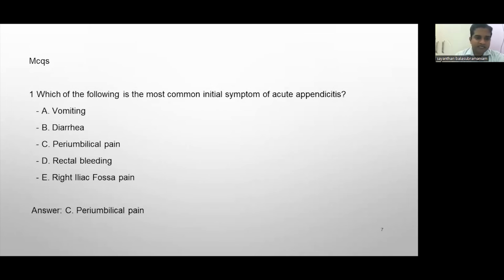An appendicitis patient can vomit, with a pelvic appendix they can have diarrhea, periumbilical pain is the commonest sign, rectal bleeding is possible sometimes with vascular involvement, and right iliac fossa pain is also one of the common things. But our question is mainly asking, what is the initial symptom of appendicitis? The answer is periumbilical pain. Following that, they will vomit once or twice. Then the pain will shift to the right iliac fossa. With a pelvic appendix with inflammation or abscess, they may sometimes have diarrhea, sometimes urinary symptoms. All of these are possible, but the answer to this question is that the initial symptom is periumbilical pain.